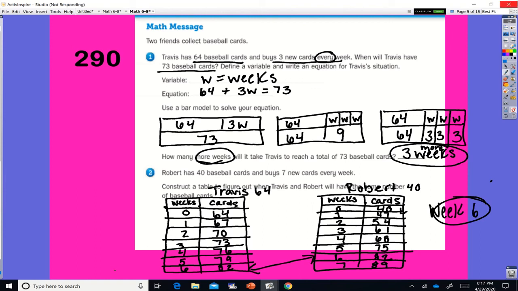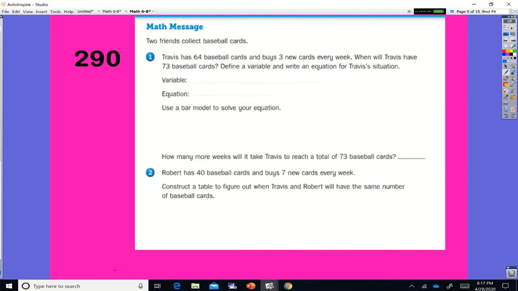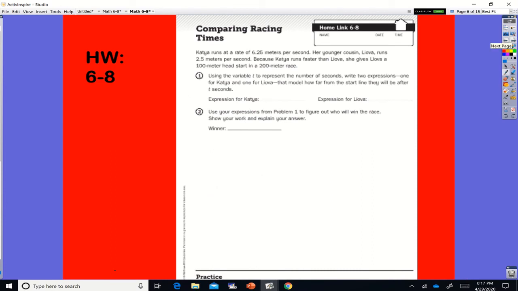I am going to go over the Homelink here. So, with that being said, here's your Homelink. What you are simply doing is you're going to make an expression for each of these.